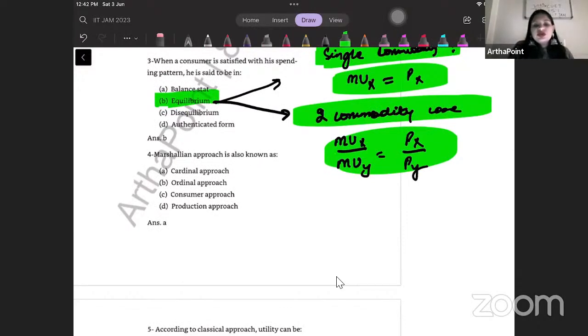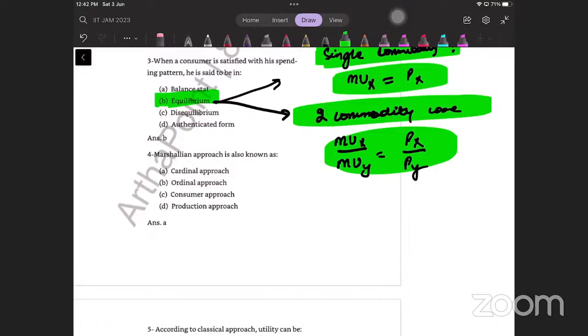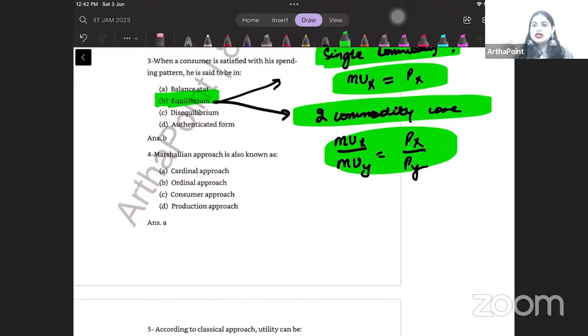Okay, beta, come to the next question. The next question basically goes ahead and asks, Marshallian approach is also known as. So Marshallian approach is also a cardinal approach. So we will go ahead with the answer A. It is a cardinal approach. So answer to fourth question is A, cardinal approach.